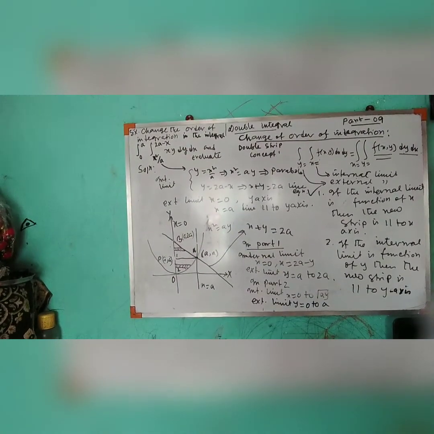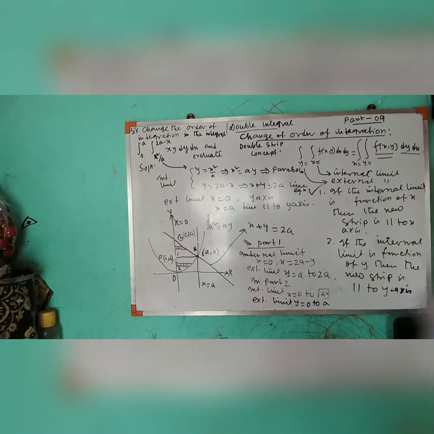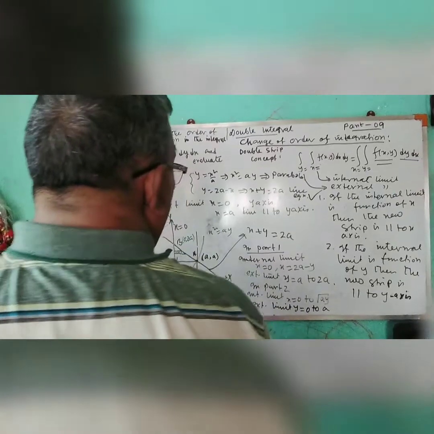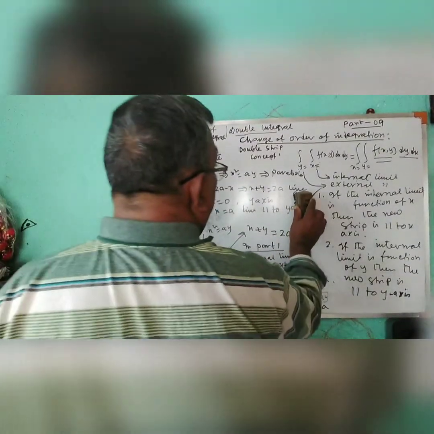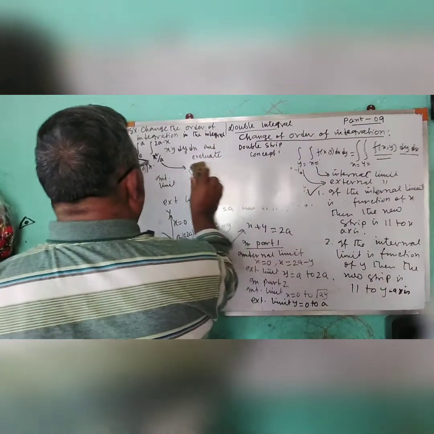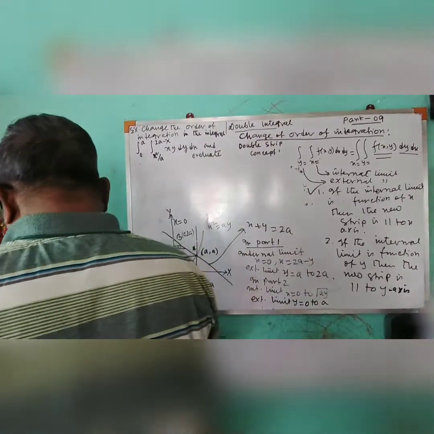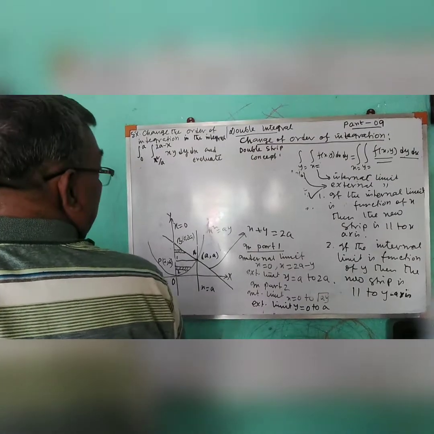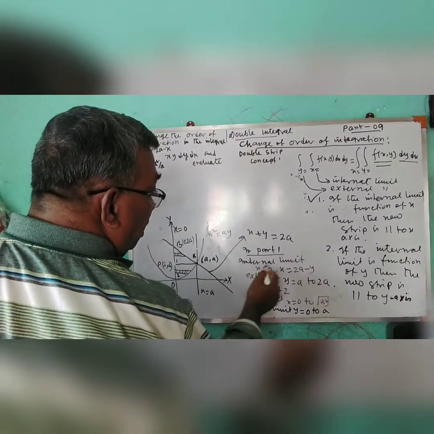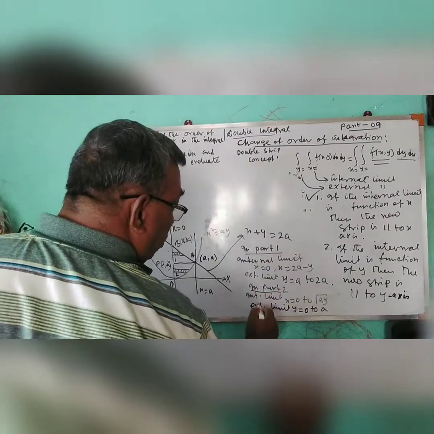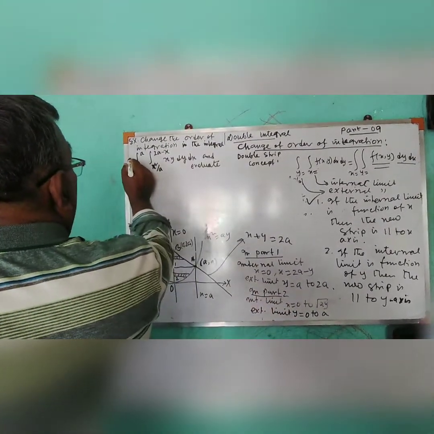Okay. Now the integration part, that is after changing the limit. I am just removing this part. After changing the limit, internal limit is this, external limit this, for part 1, and this is for part 2. That is I equal to this.